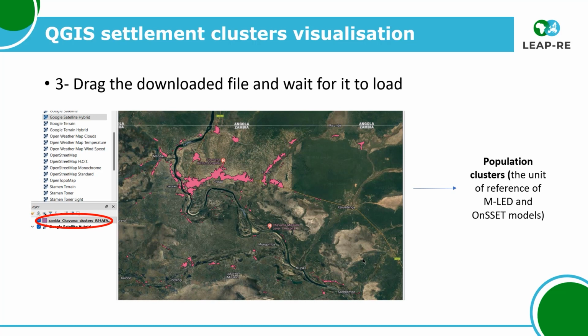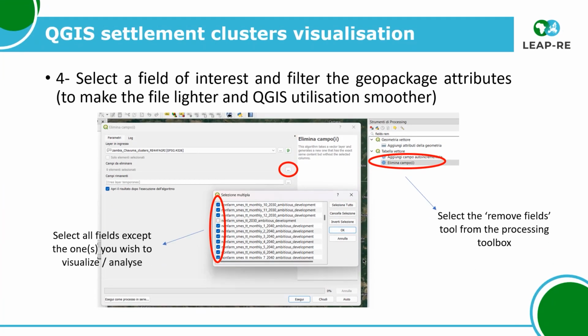As you can see, when you drag the clusters onto QGIS, first of all, they are visualized with a homogeneous color, so they are not graduated by any criteria, just their extent and size is visible. Thereafter, a very important step that is recommended is the selection of the field of interest and filtering of the geopackage attributes. What does this mean?